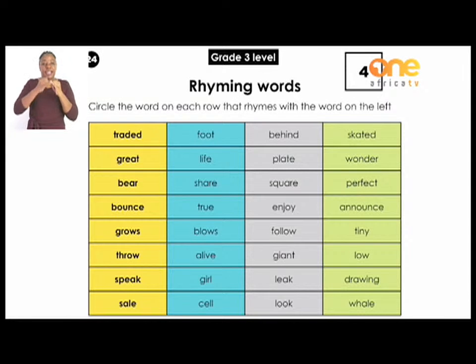The rest I'm sure you can do by yourselves. Remember, if you come across a word you cannot sound or say, you can ask your parents to help you say the word, but not to help you do the exercise.